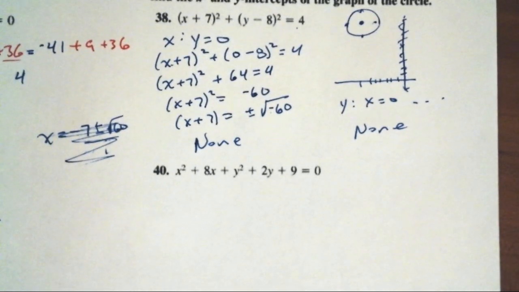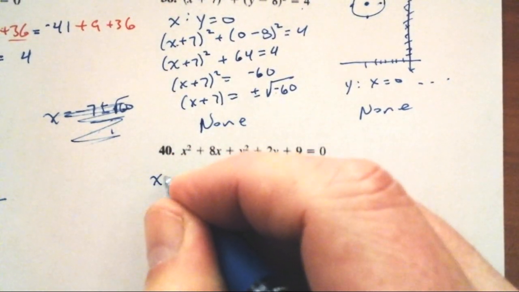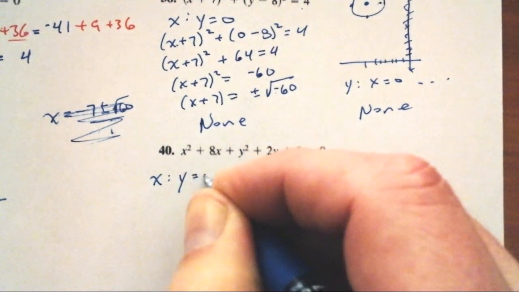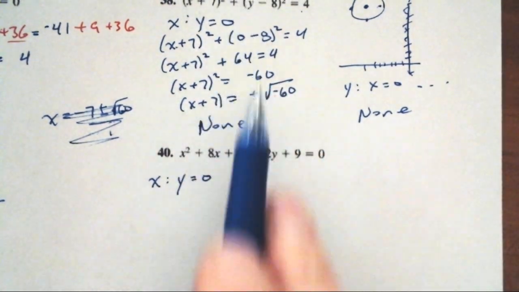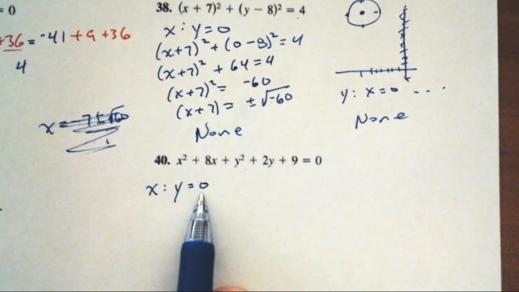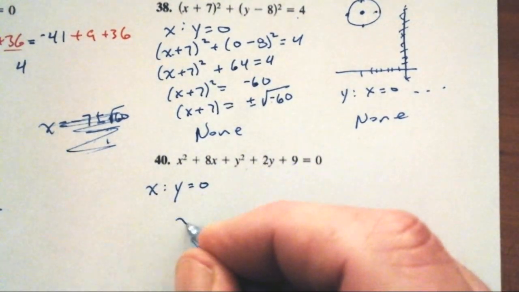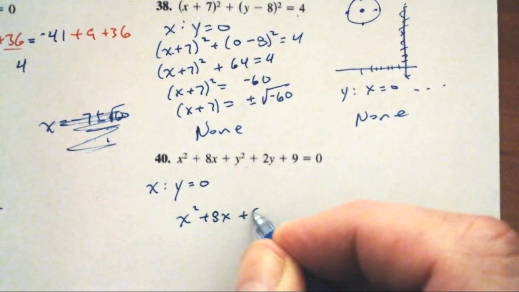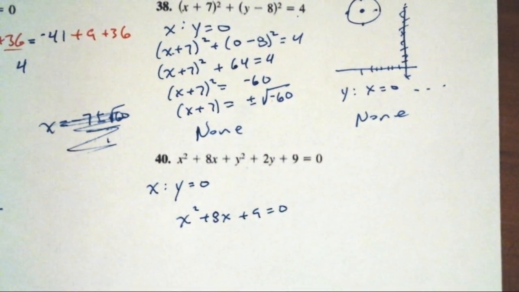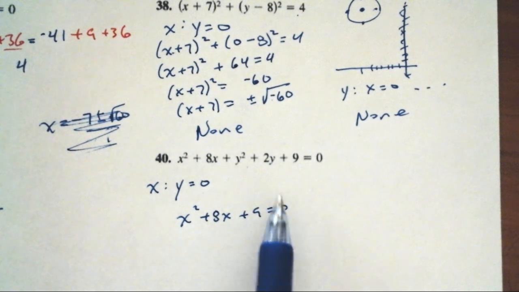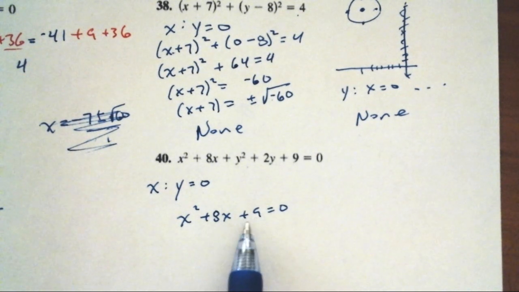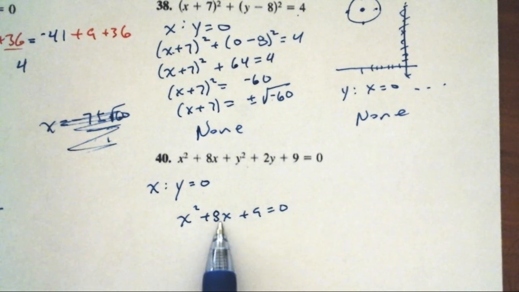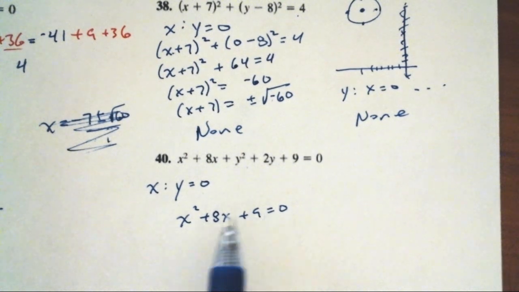Okay, number 40. Let's see if we get some intercepts here. For x-intercepts, y equals 0. I don't have to put this into that form. I can just put in y equals 0. And that gets me x squared plus 8x plus 0 plus 0 plus 9 equals 0. Try as you might, there are no factors of 9 that add up to 8. Tempting to say 9 and 1, but positive 9, positive 1 would work for 9 but not for 8. And negative 1, negative 9 work for 9 but not for 8.